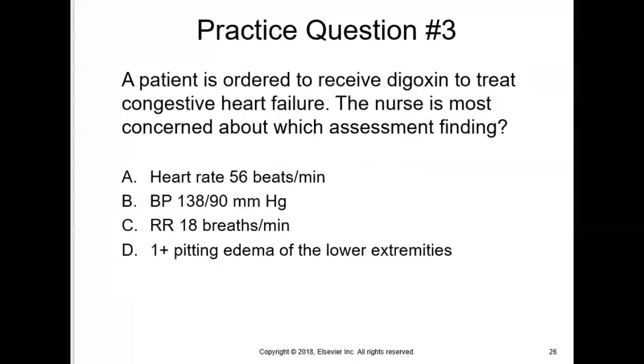Question 3. The correct answer is A. A baseline pulse rate for the patient should be obtained for future comparisons. Apical pulse rate should be taken for a full minute and should be greater than 60 beats per minute. The prescriber should be notified if the patient's pulse is less than 60 beats per minute and the medication should be held.